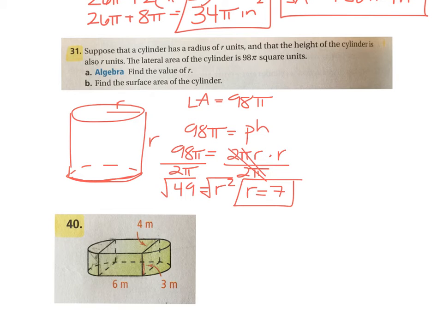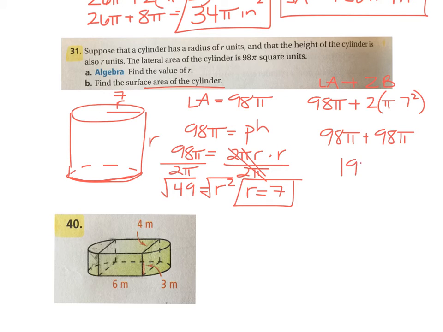Okay, and then with a radius of 7, we can find the surface area. So it's 98 pi, the lateral area, plus 2 times the area of the base. The area of the base, if your radius is 7, would be pi times 7 squared, so 49 pi, times 2. So you're doing 98 pi plus 98 pi, which is 196 pi square units. They didn't give us units.